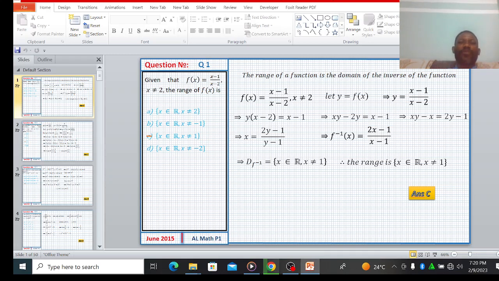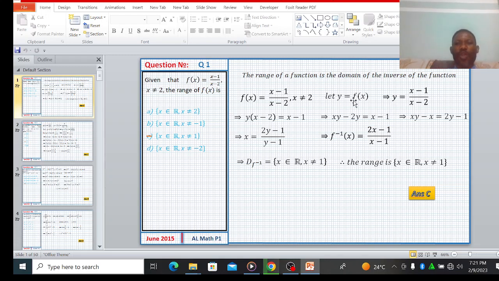Now, how do we solve this problem? The understanding is that the range of a function is the domain of the inverse of the function. So we'll be looking for the domain of the inverse function. Once we see the domain, we will be able to identify the range. And for us to look for the domain, we look for the inverse of this function.